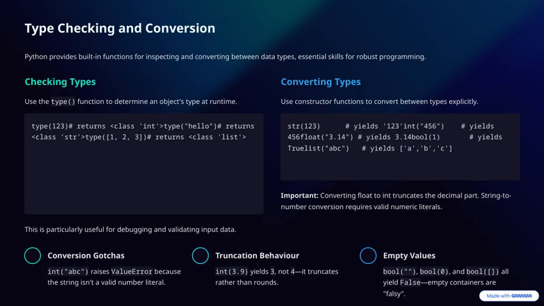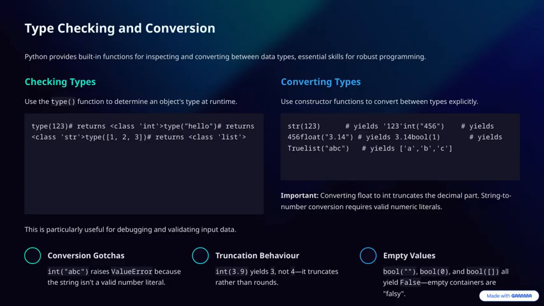Let's talk about type checking and conversion in Python, which are fundamental skills for writing robust programs. First, checking types. Python provides the type function, which helps us determine an object's type at runtime. For example, type(123) returns class int, type("hello") returns class str, and type([1, 2, 3]) returns class list. This is especially useful when debugging or validating input data to ensure it's what we expect.